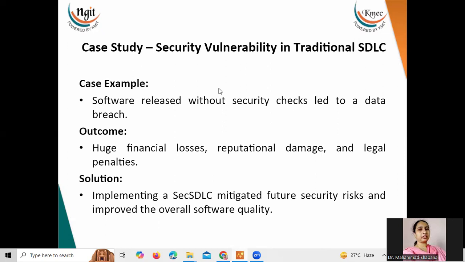This is one of the case studies on security vulnerabilities in traditional SDLC. Let's consider a real world example here. A company released software without sufficient security measures, which led to a major data breach, resulting in financial loss and reputational damage. By implementing a secure SDLC approach in subsequent projects, they were able to mitigate future risks and improve the security of their software.